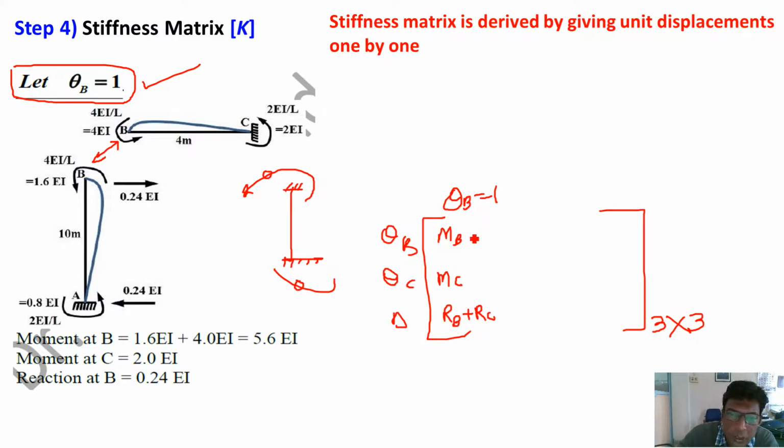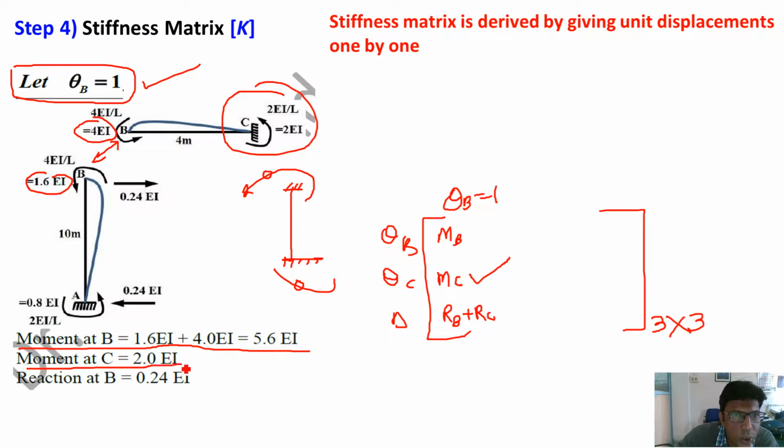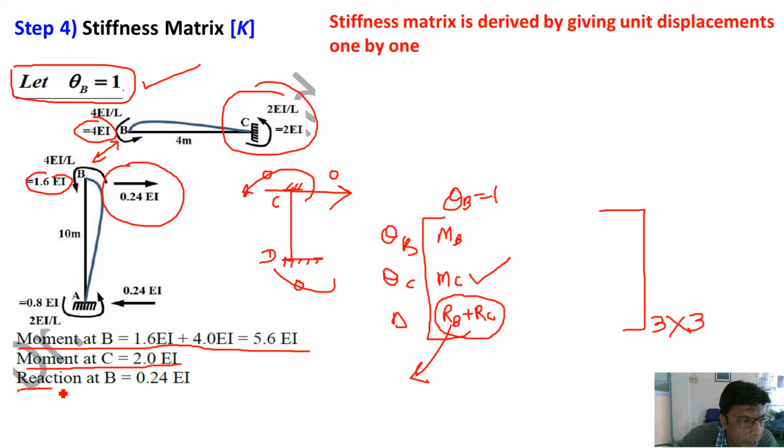Now, what is the moment at B in this figure? It is 4EI plus 1.6EI. That is the moment at B. Answer is 5.6EI. What is the moment at C? Moment at C is 2EI. And what is RB plus RC? RC is equal to 0 because there is no reaction at C. We have not drawn CD column because it will not deflect. And what is the reaction at B? Reaction at B is towards the right, 0.24EI. So it is plus 0.24 because towards right.